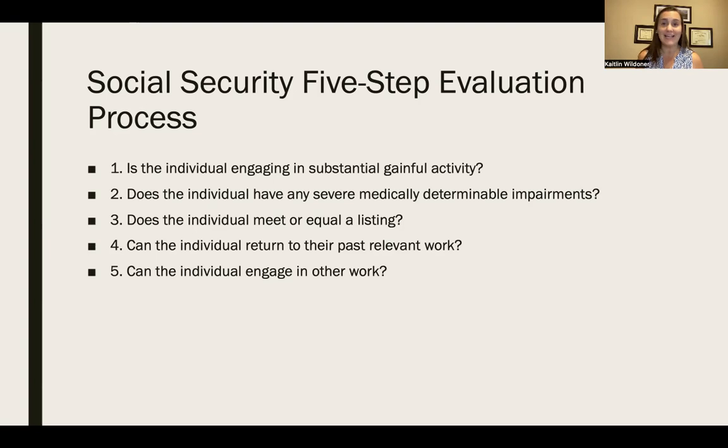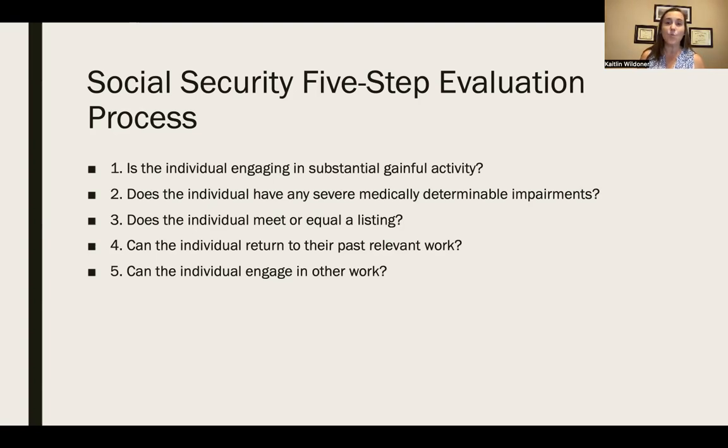If you are not engaging in substantial gainful activity, the agency moves to step 2, which is to see, do you have any severe medically determinable impairments? If you don't have any severe impairments, then Social Security will again deny the case at that stage and say you don't have any severe impairments. By our definition, you cannot be disabled.